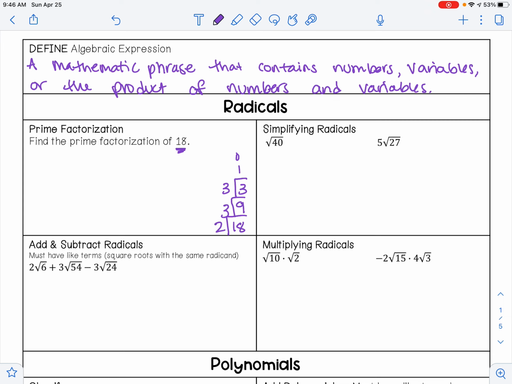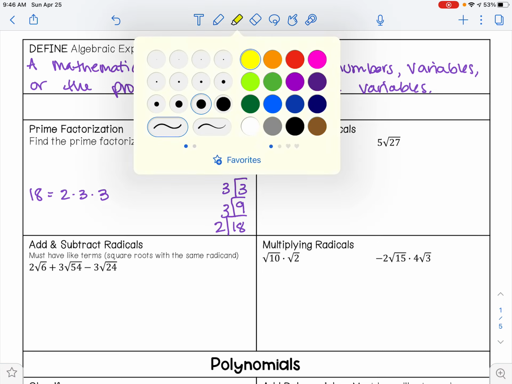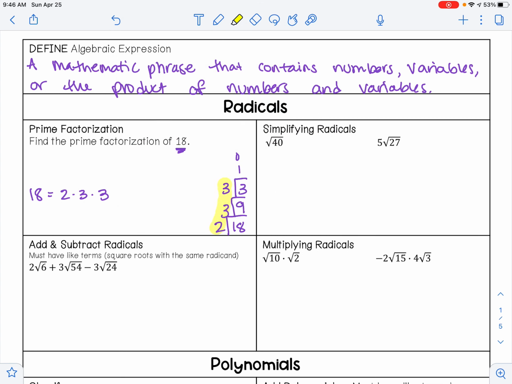So the prime factorization of 18 is 2 times 3 times 3. I'm getting those numbers from these outside numbers right here. And if you look at them, 2 times 3 is 6. 6 times 3 is 18. So this is how you can multiply to get to 18 using only prime numbers. We use prime factorization to simplify radicals.